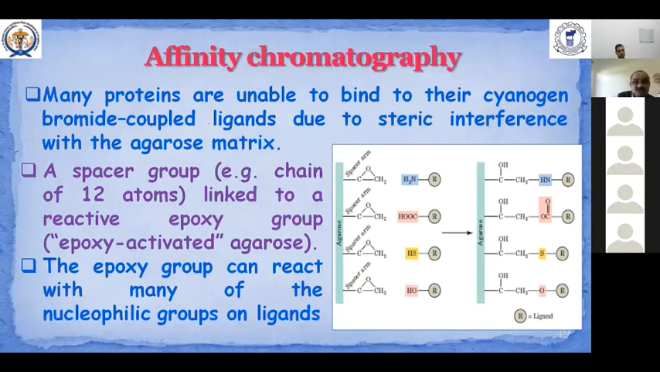So in that condition, a special kind of commercial resin is used, which is called reactive epoxy or epoxy activated resin. And this epoxy activated resin is attached to agarose with a spacer group of 12 atoms, and it is called the reactive epoxy group. Then this ligand is attached to the reactive epoxy group. Now, because of this spacer group, the larger molecule can be attached here on the ligands.